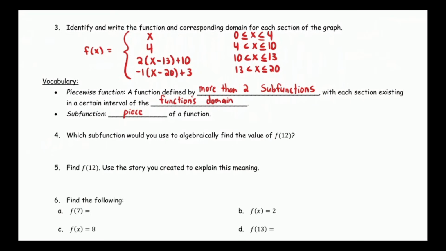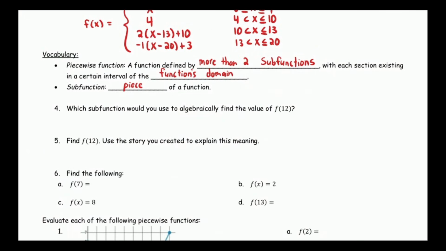And then we have a subfunction, which is going to be a piece of the function. So we had 4 different pieces of the function, or 4 different subfunctions, and they each exist on their own specific part of the domain of our whole entire function, therefore making a piecewise function. So that's kind of how that all ties in together.